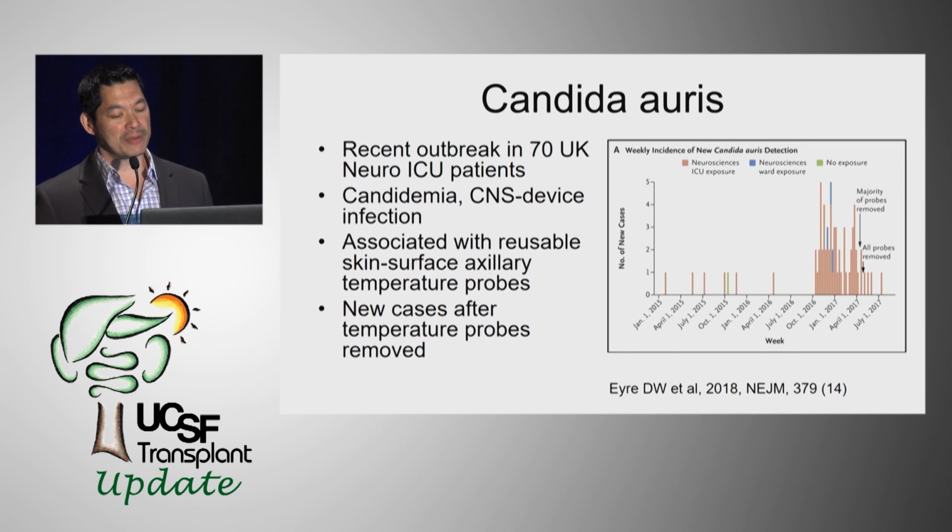And you can see from the graph that once they figured out after doing an investigation that it was the probe, they removed the probe and the incidence of Candida auris decreased in the ICU and in the hospital in general. So that was basically an example of how transmissible it is.